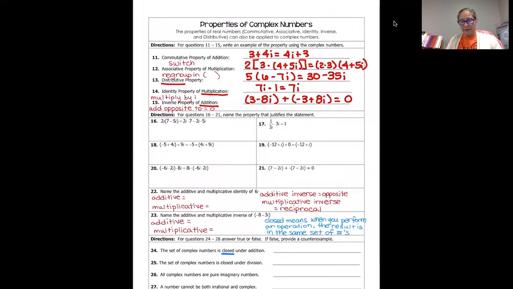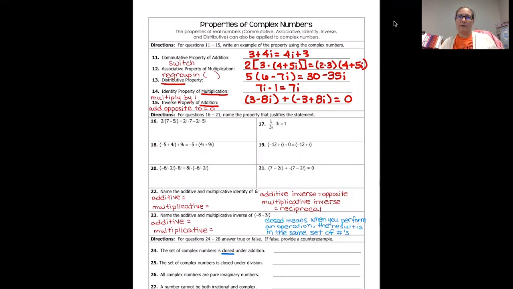I have some notes for you already on the next page. If you would like to pause your video and go ahead and make note of that, you can. I'm briefly going to talk you through 11 through 18. The commutative property of addition is a switch. So if you notice on problem number 11, what's on the left side and what's on the right side are completely switched. Number 12 is a regroup in parentheses or grouping symbols.